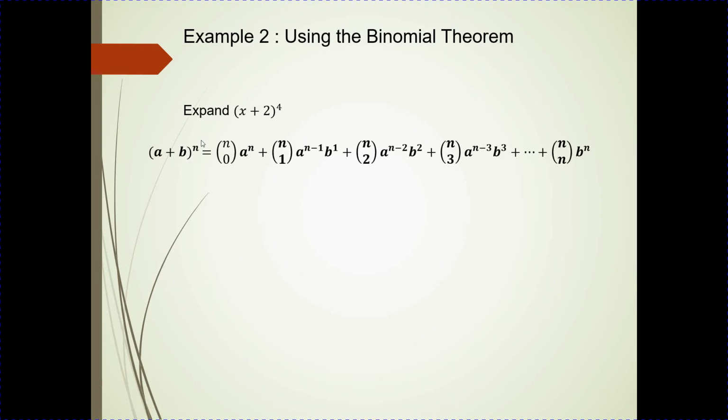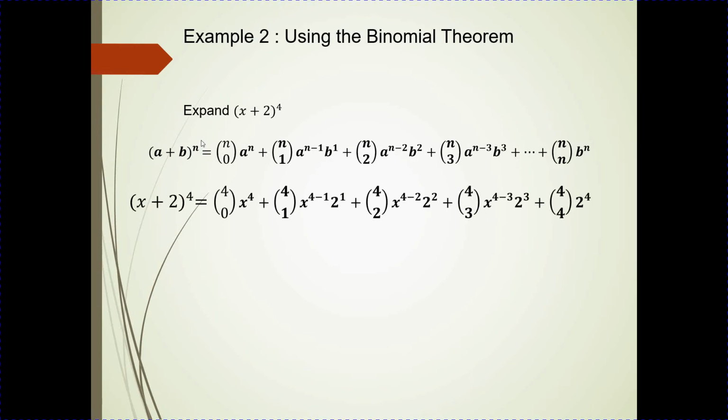So the value of A is x, B is 2, and N is 4, so it will be x plus 2 to the power of 4. The number at the bottom, the value of r for the first term, should be 0.